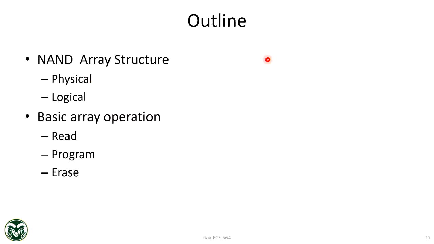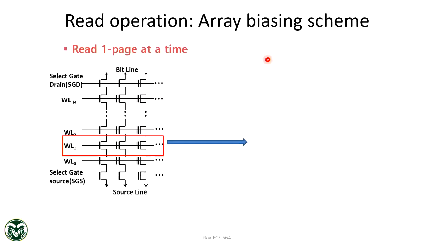Now let's look at some of those operations, how we do read-write operations at the array level, right? So this is your NAND array, one full block, and you want to read one page. So word line 1 you want to read. What will be your biasing scheme? Suppose this is an SLC memory.